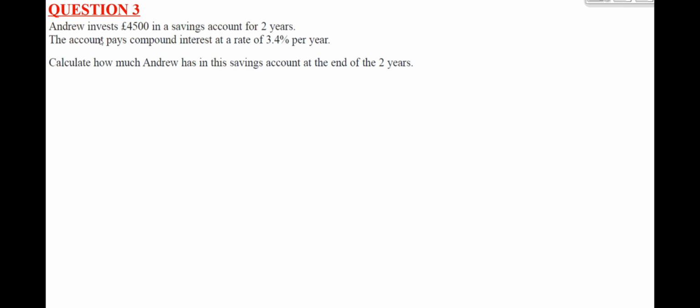Question 3 begins with Andrew investing £4,500 in a savings account for 2 years. The account pays compound interest at a rate of 3.4% per year. Calculate how much he has in the account at the end of the 2 years. So the key thing here is it's a percentage question, and in particular, it's regarding compound interest.